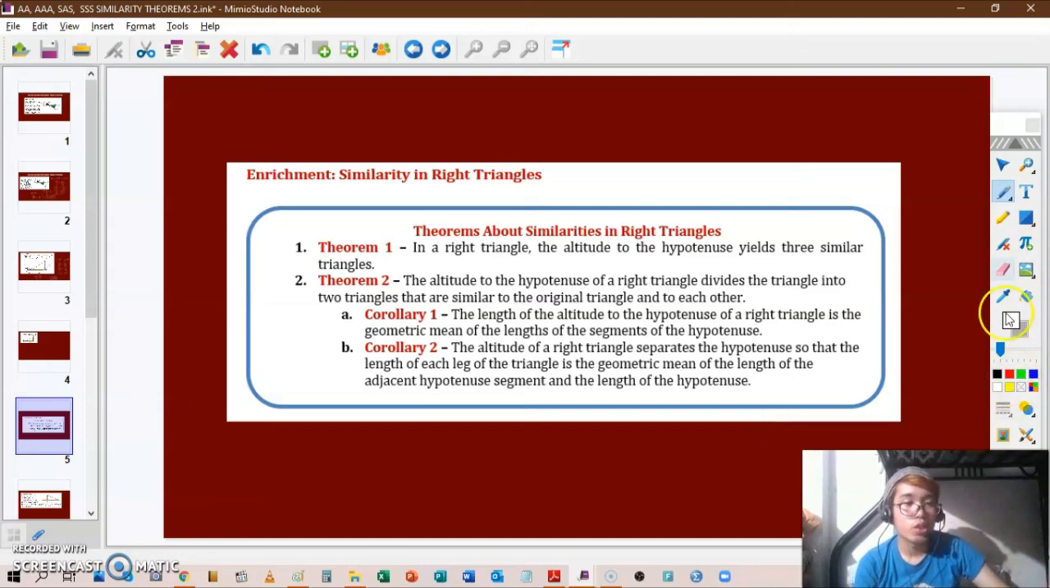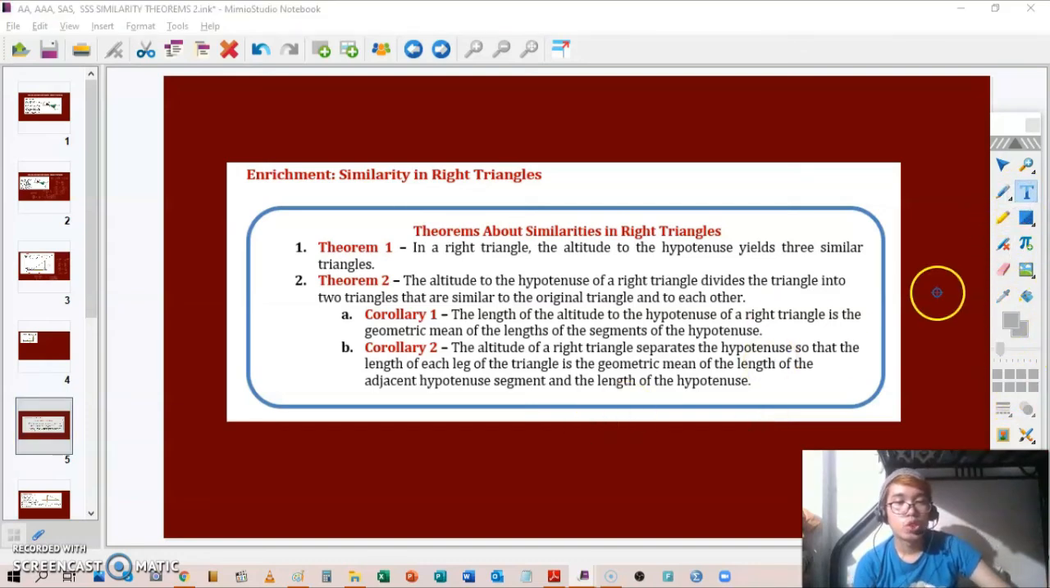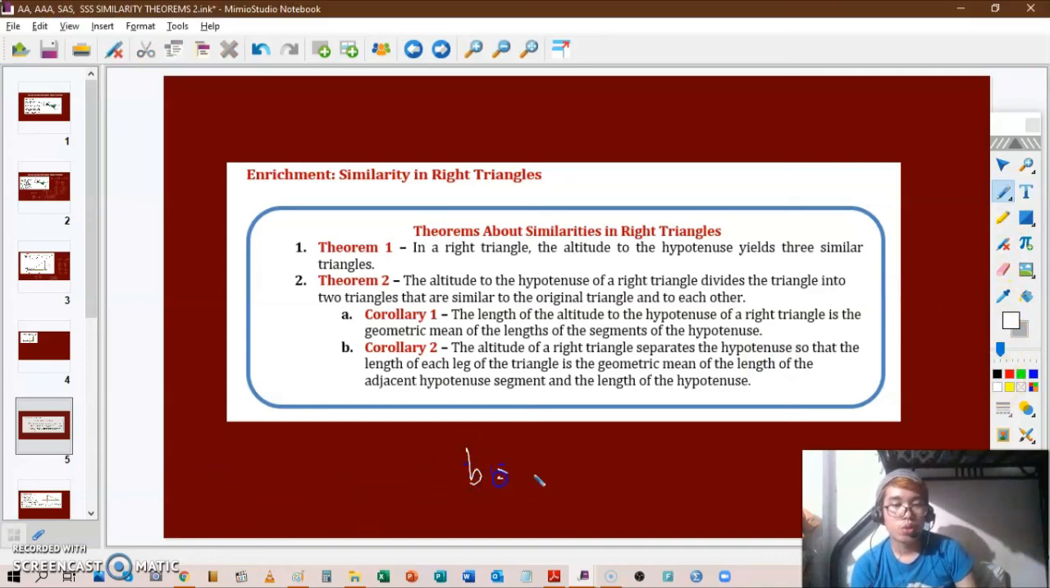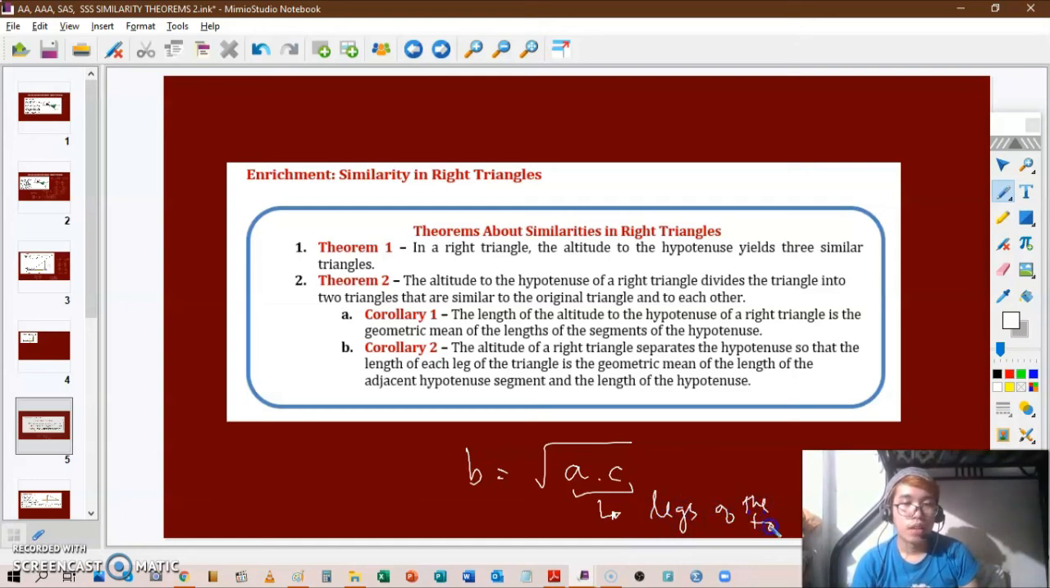So we're getting the geometric mean now. The geometric mean is, again, B is equal to the square root of A times C, where A and C are the legs. These are the legs of the triangle, and the length of the adjacent hypotenuse segment and the length of the hypotenuse.